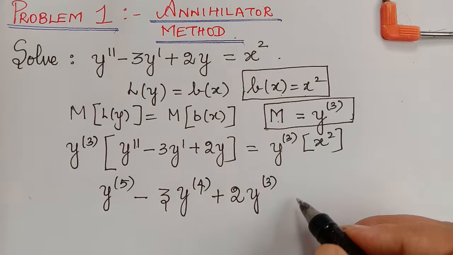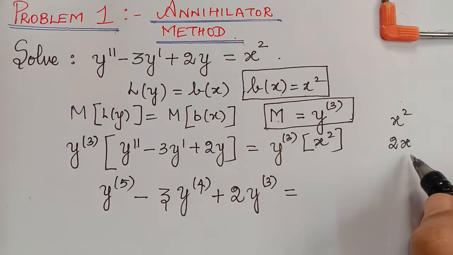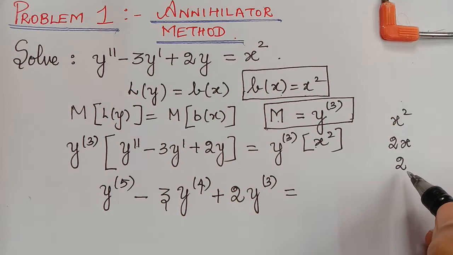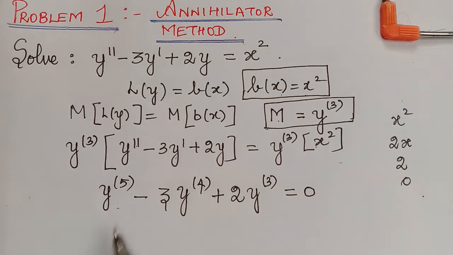Now for x square, when we differentiate it once, we get 2x. When we differentiate it for the second time, we get 2. And when we differentiate it for the third time, it becomes 0. Therefore, the right hand side has become 0, and this equation has been turned into a homogeneous equation. So this homogeneous equation can be easily resolved.